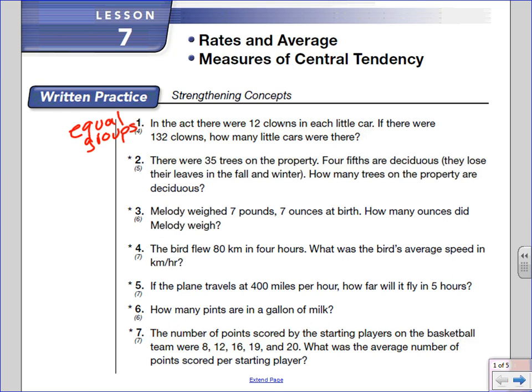And so we have the number of groups, which we're not sure of, that's the number of cars, times the number in each group, or in each car, 12, equals 132. And if we're looking for a factor, then we take the product, 132, and divide that by our known factor, 12. 132 divided by 12 is 11, so there were 11 cars.